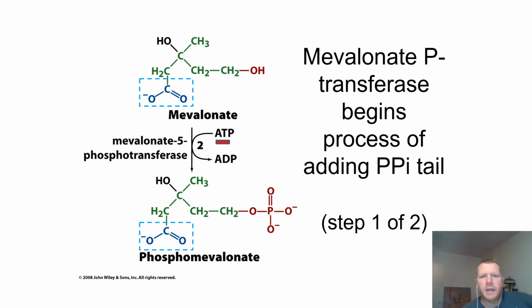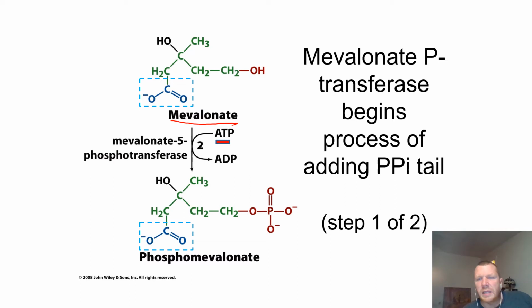Alright, so I'm back and we are talking about cholesterol biosynthesis, and we just got to a point where we had HMG-CoA reductase and we generated this molecule known as mevalonate. Now mevalonate is our precursor for building our isoprene units, and so what we have to do is use the enzyme mevalonate 5-phosphotransferase. That is an enzyme that takes ATP, transfers a phosphate group onto mevalonate to make this phosphomevalonate.